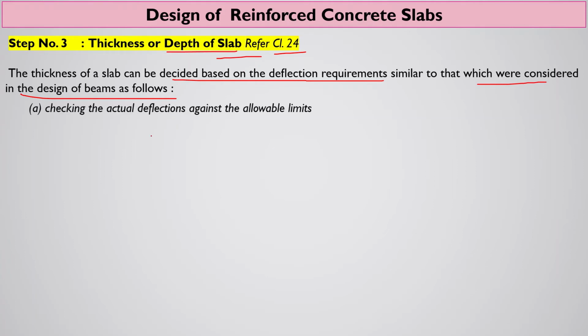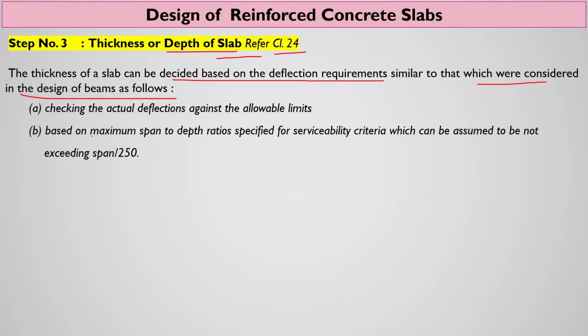So the very first is checking the actual deflection against the allowable limits, and the second is based on the maximum span to depth ratio specified for serviceability criteria, which can be assumed to not exceed span by 250. So this information is available in clause number 24, from where you can go through the guideline carefully.